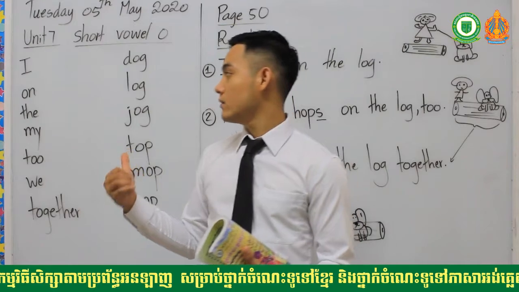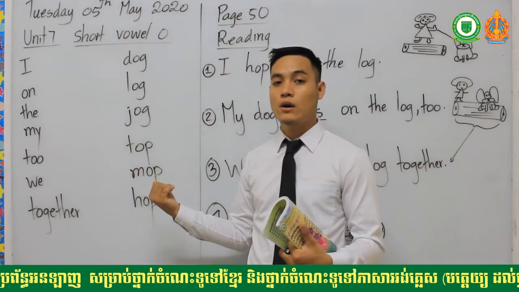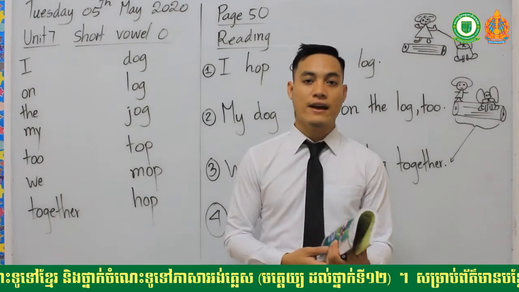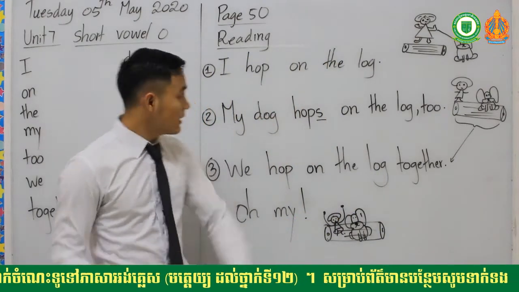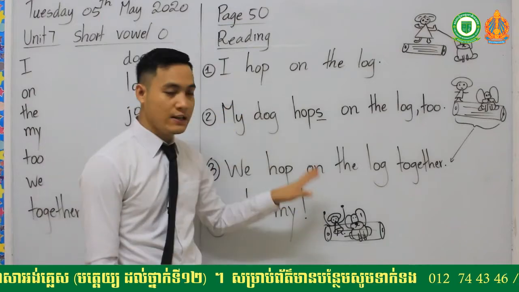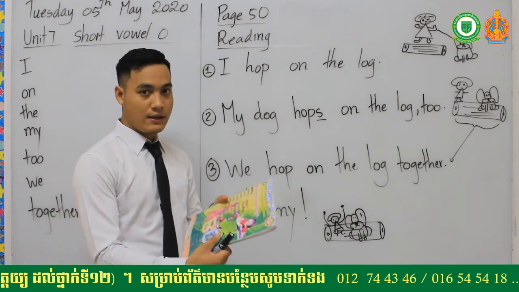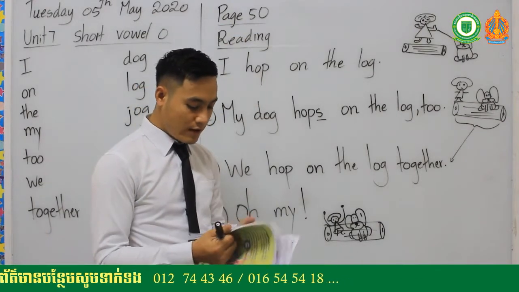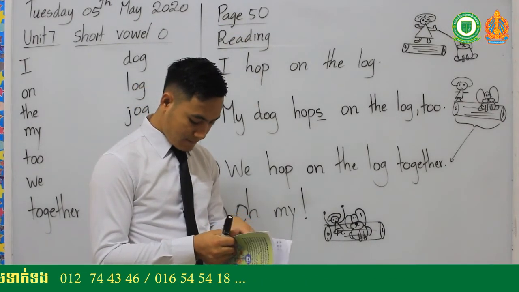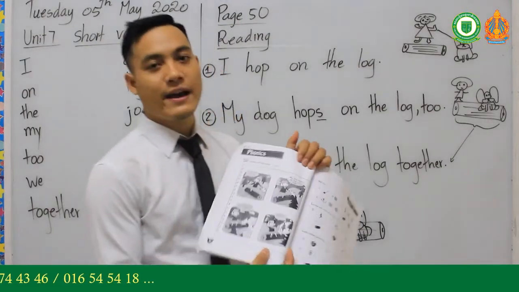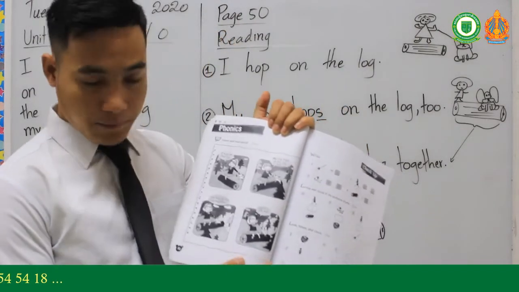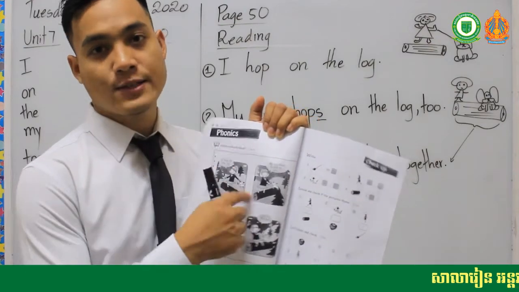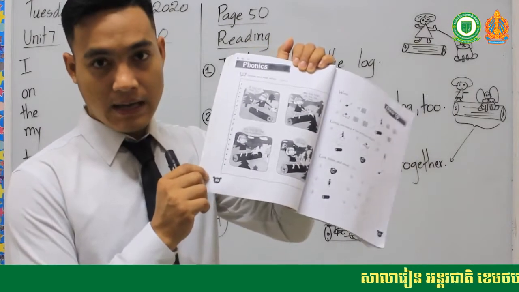Okay, now after reviewing your words reading, we will move to our sentences, our reading right here. This writing is in your textbook, on page 50. So if you have time at home, you can practice your reading by opening your textbook on page 50, okay?